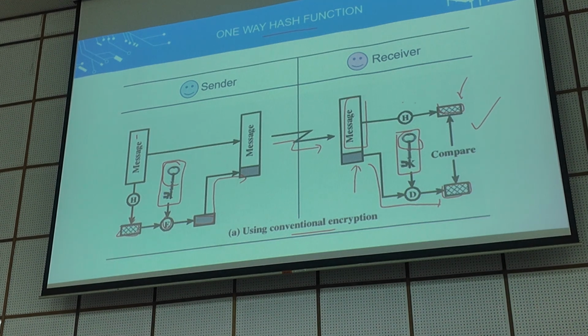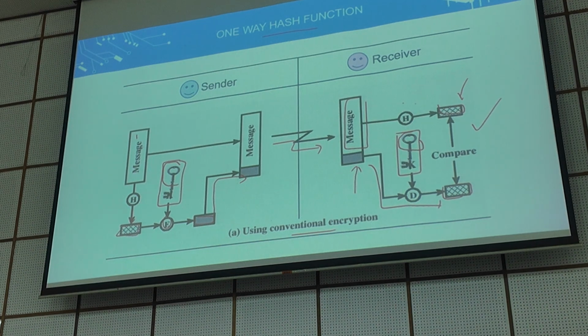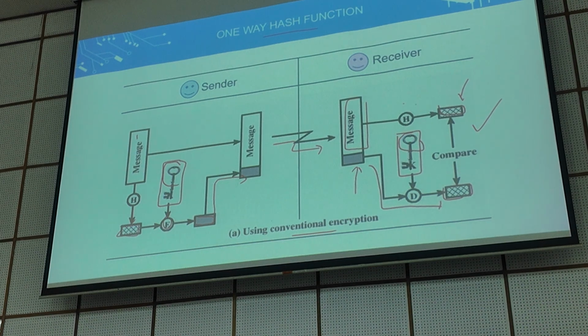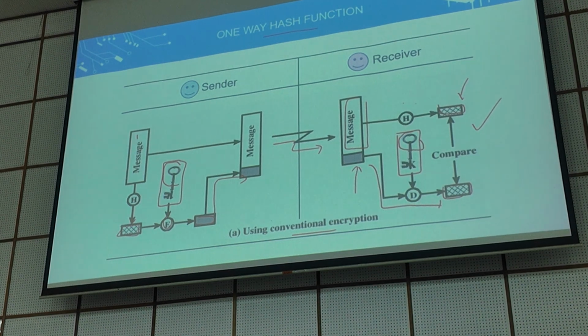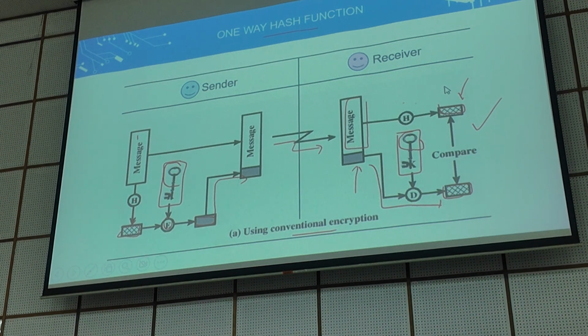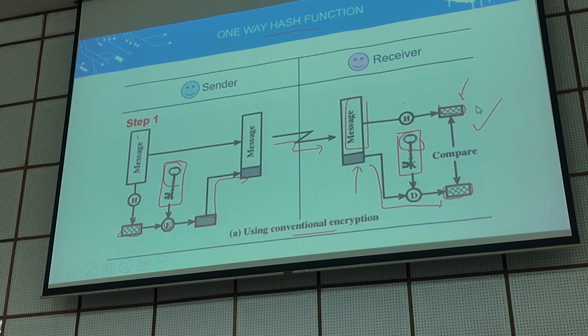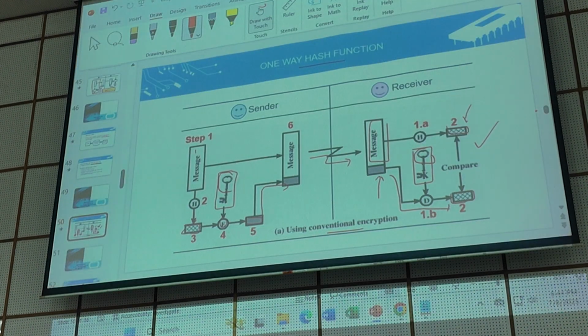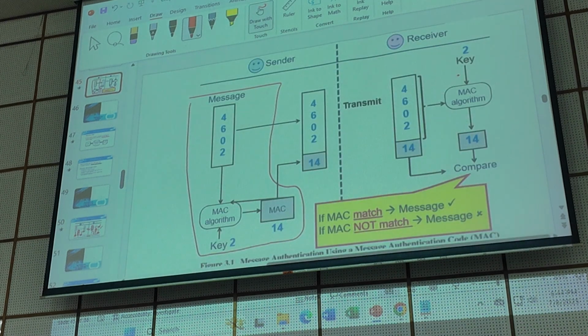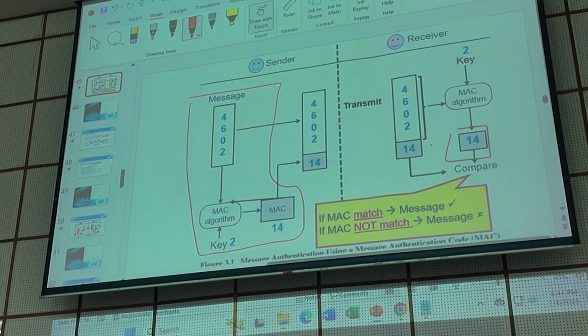Okay, both have the same objective. They want to prove the integrity of the data. The proof is from the sender. How do they prove it? They compare the value. See if it is matched or not. You can see this is the one-way hash function. They compare the value. For the MAC, they also compare the value.